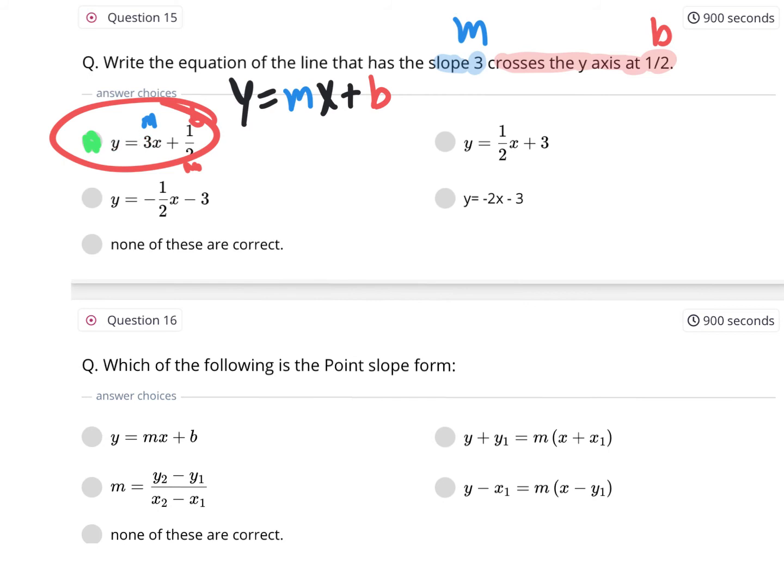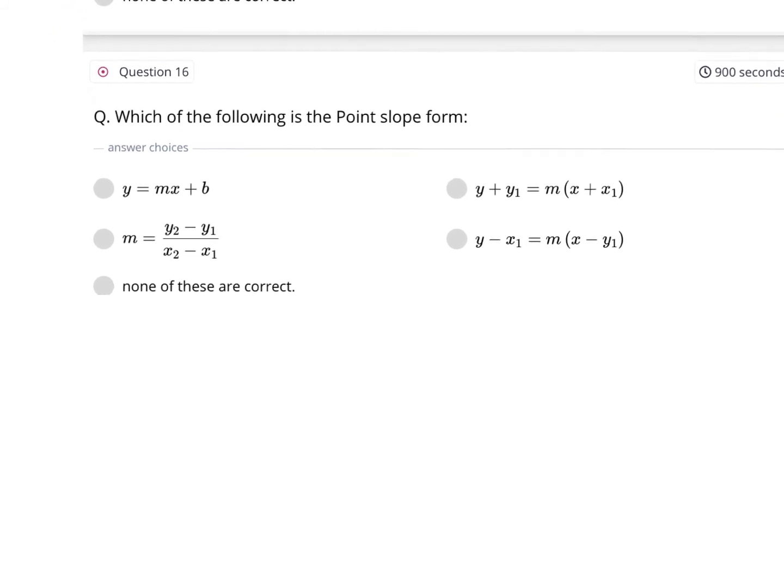y equals mx plus b. Which of the following is the point-slope form? Well, that's slope-intercept. That's a slope formula. It kind of looks like point-slope form, but it should be y minus y1 equals m times parentheses x minus x1. So this is not it, and this is definitely not it. It should be y minus y1, not x1. So the answer here is none of these are correct.